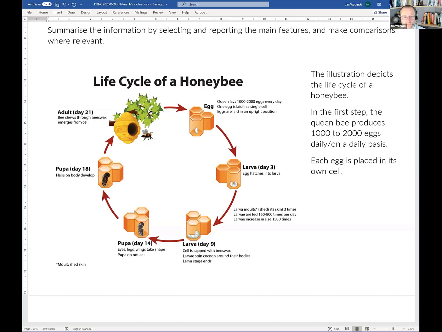And what about the last bit? What would be a synonym for in an upright position? Horizontal. That's the opposite. Vertical. What's the opposite of horizontal? Vertical. Its own cell in a vertical position.